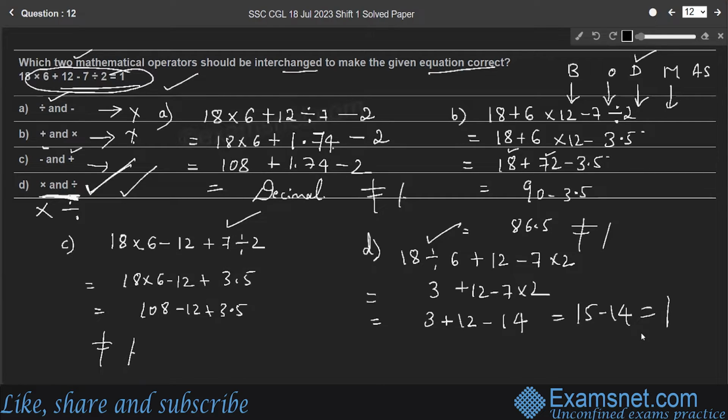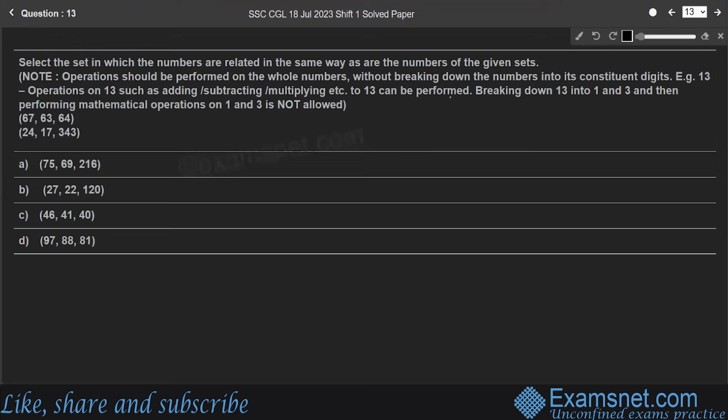Question number 13. Select the set in which the numbers are related in the same way as are the numbers of the given sets. Here is a note, operation should be performed on the whole numbers. That means we should not break down the numbers into their constituent digits. For example, consider any number which is 45. We should not consider 4 and 5 separately, and operations on 4 and 5 separately should not be performed, right?